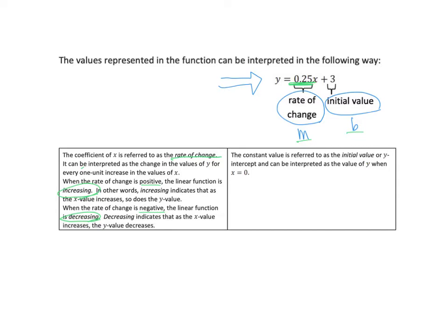And then over on the right side, the constant value is referred to as the initial value or your y-intercept. It basically tells you when this number is calculated with a 0 as your x. So maybe when you purchase 0 songs, like in our last example, how much are you going to pay? Well, you're still going to pay that initial value of $3 each month. Okay? So this is what we're going to work on today. Let's go ahead and get started on the next slide.